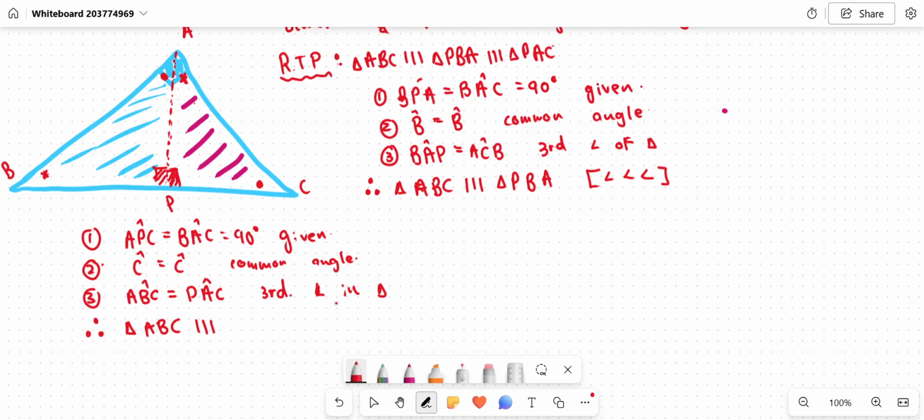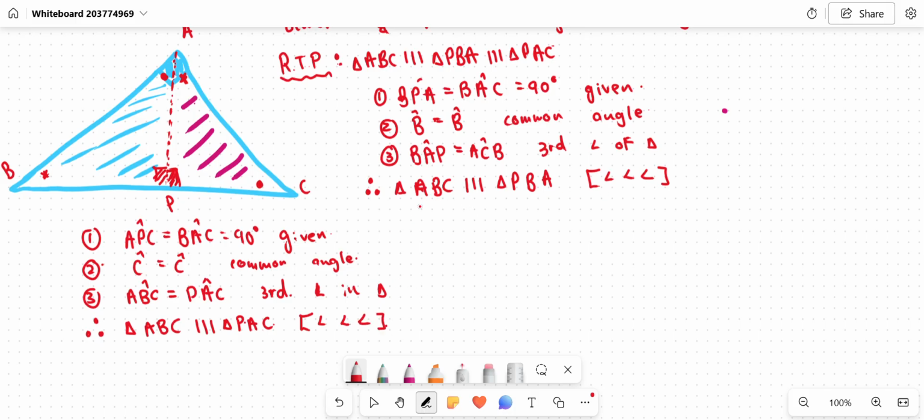I need to follow the same logic of labeling. I started with the 90 degrees, so I need to start at P. I then went to the B, which is that angle there. So this one needs to go to the A, and it needs to also end at C. Angle, angle, angle. And there we go.